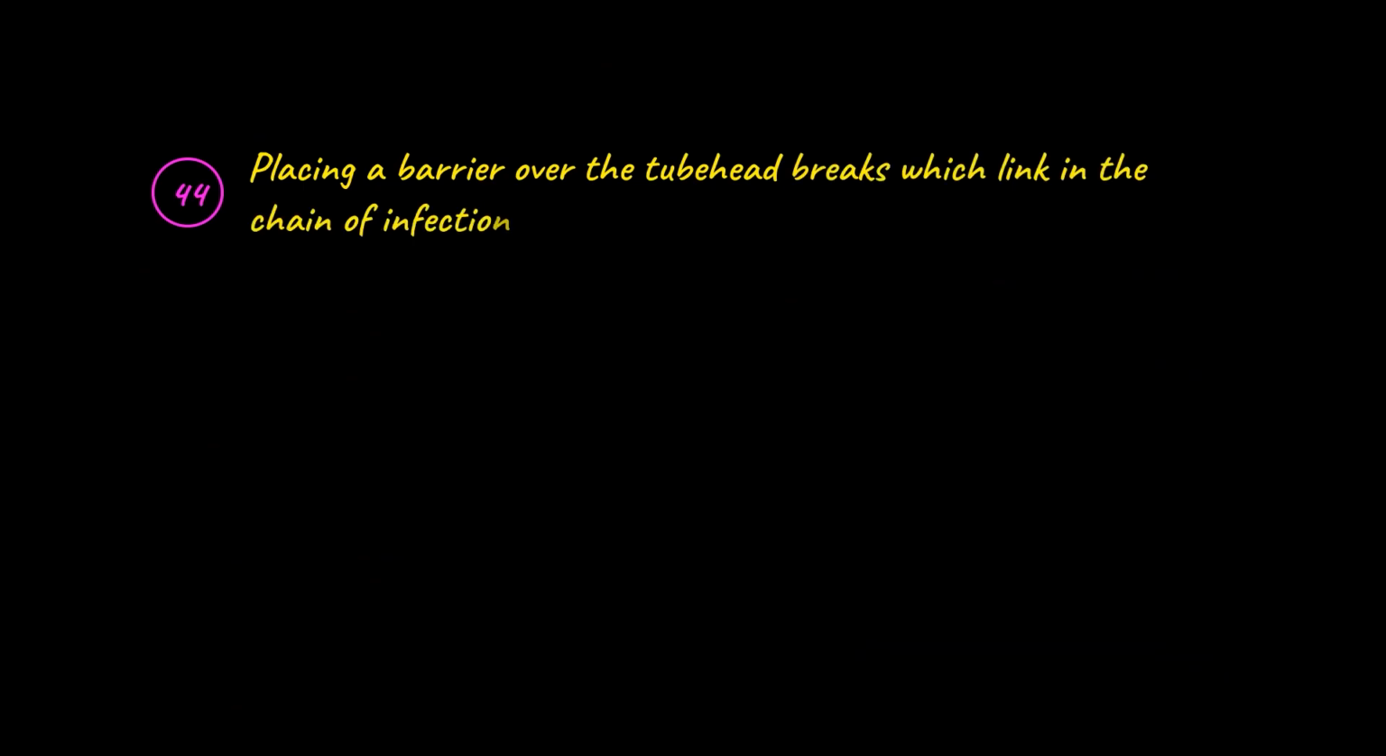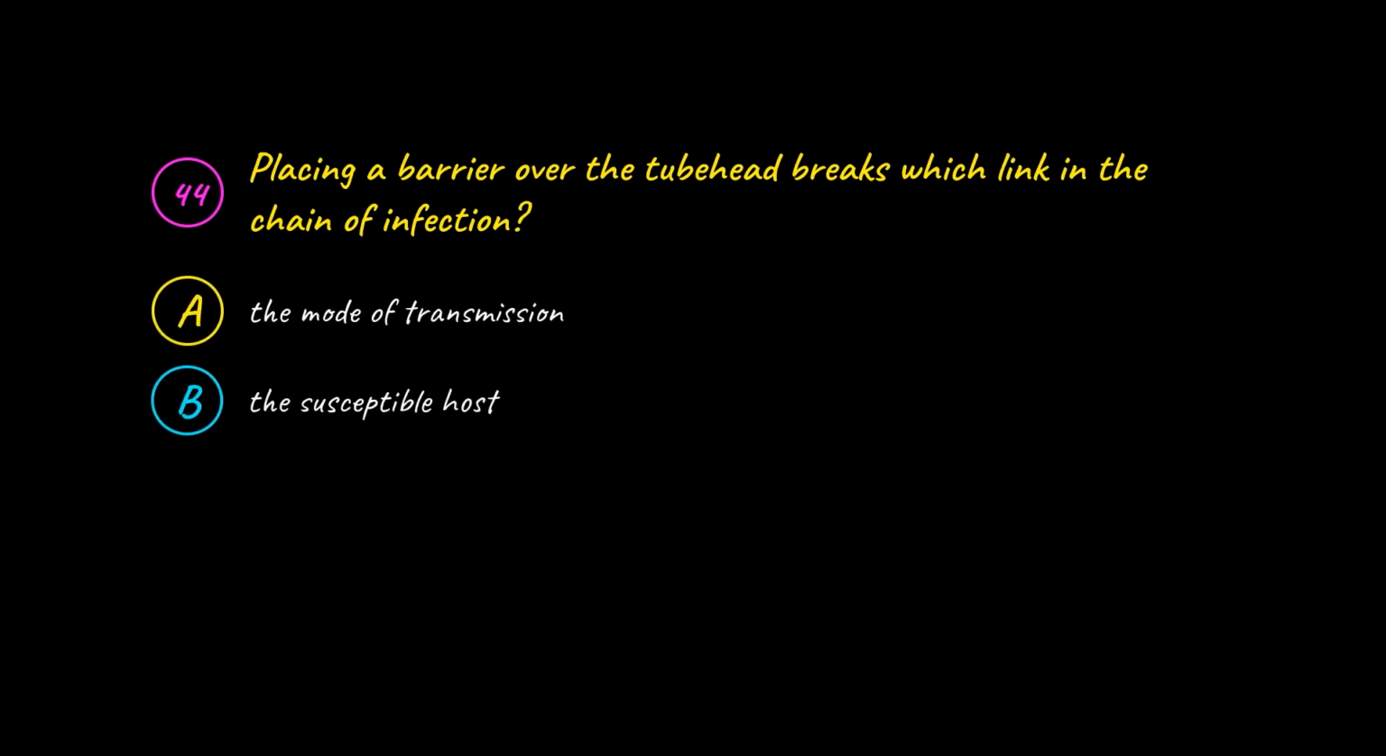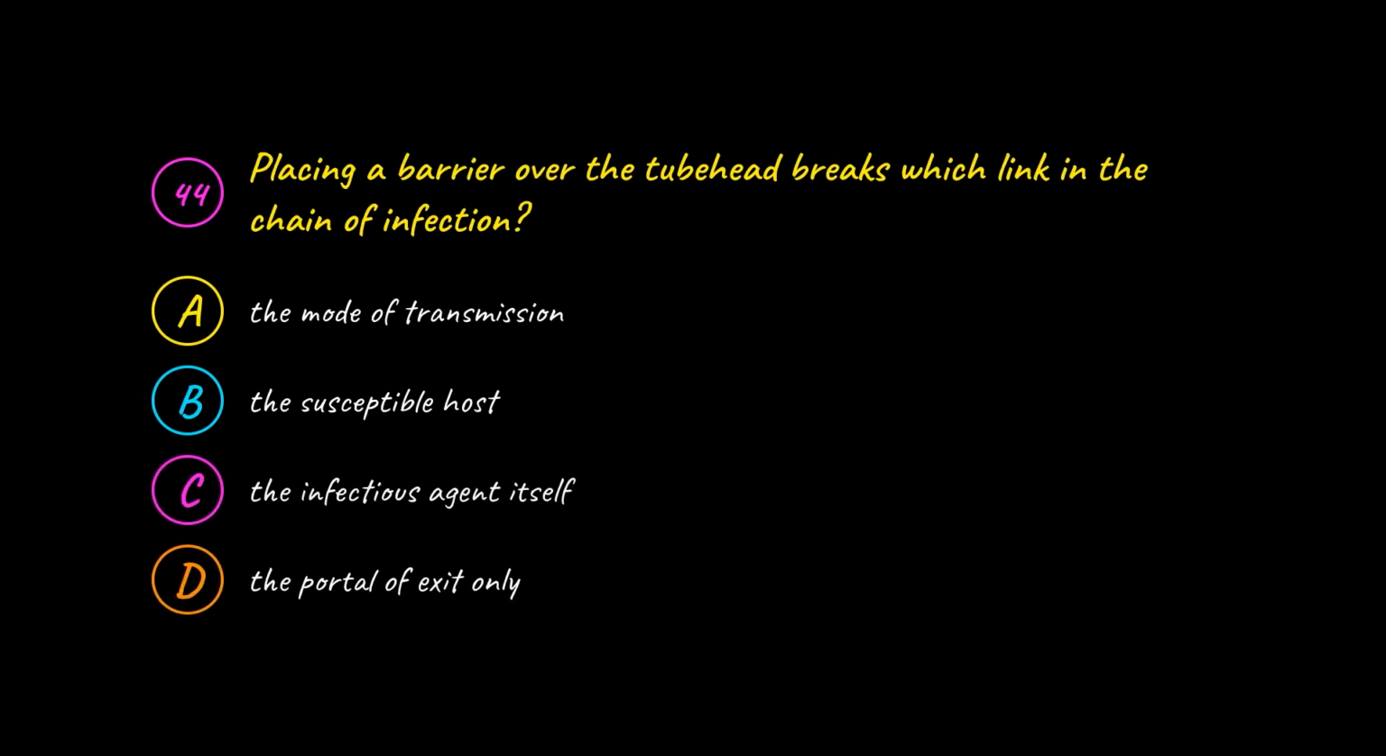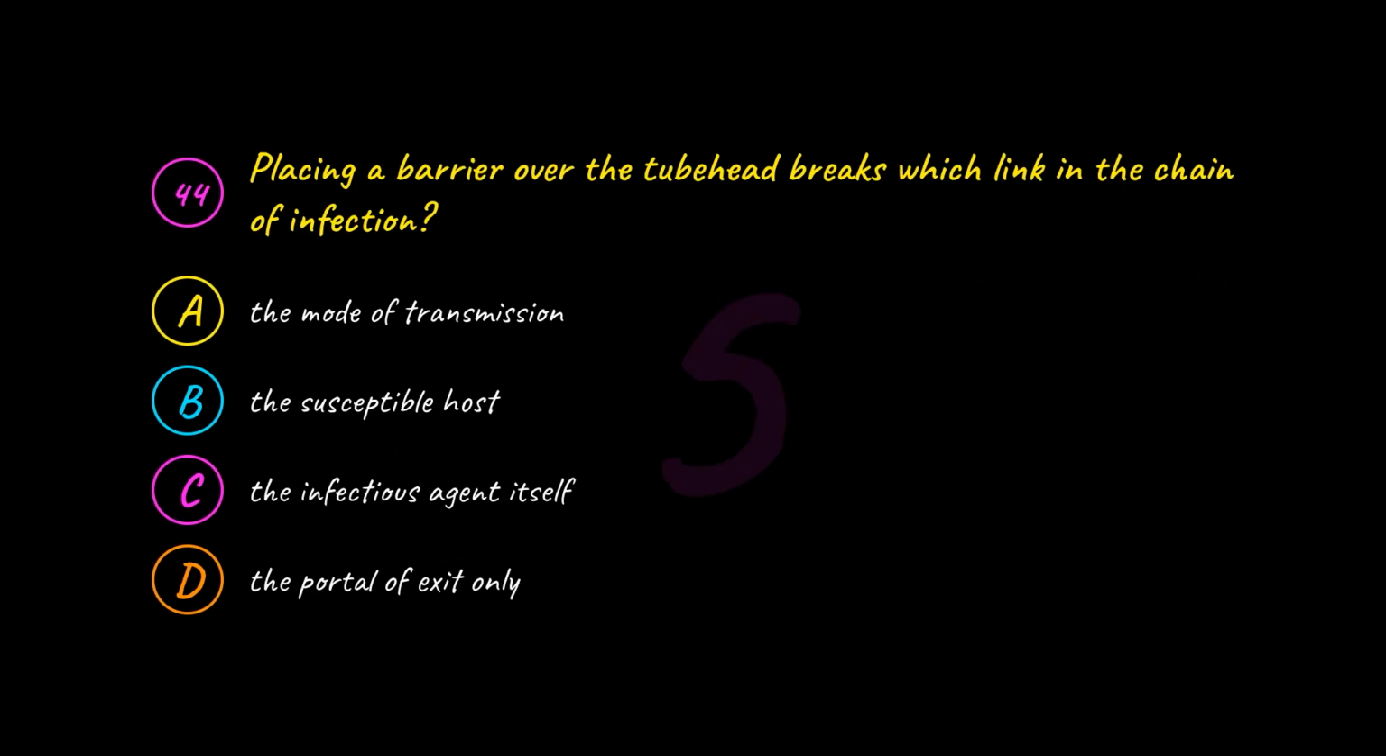Question 44. Placing a barrier over the tube head breaks which link in the chain of infection? Your options are A. The mode of transmission, B. The susceptible host, C. The infectious agent itself, D. The portal of exit only. What's your answer? Commit to one before I continue.